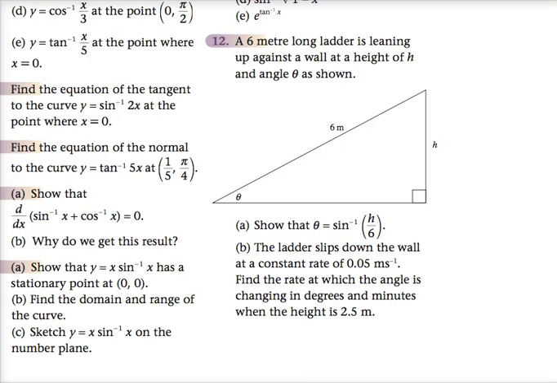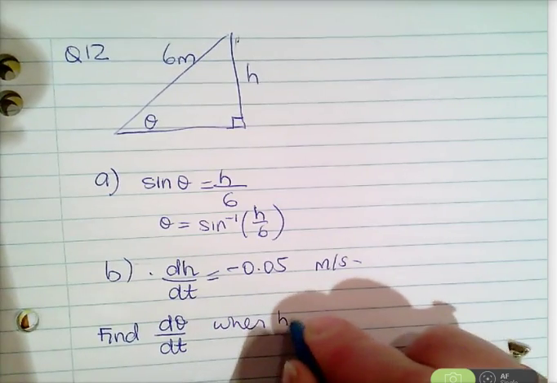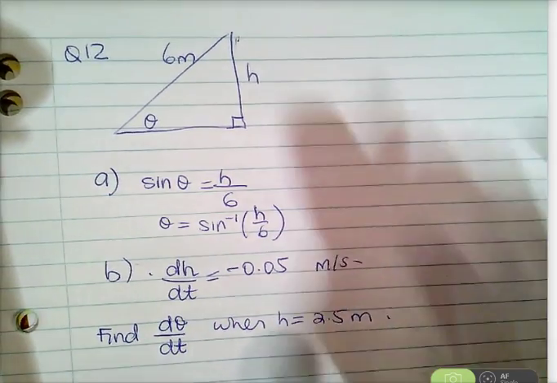Just going back to the question again. And it says find the rate at which the angle is changing in degrees and minutes. So we want d theta dt when the height is 2.5 meters. So the rate at which the angle is changing in degrees and minutes, when the height is 2.5 meters. Now this angle will get smaller as well. We want to find d theta dt when h equals 2.5 meters.